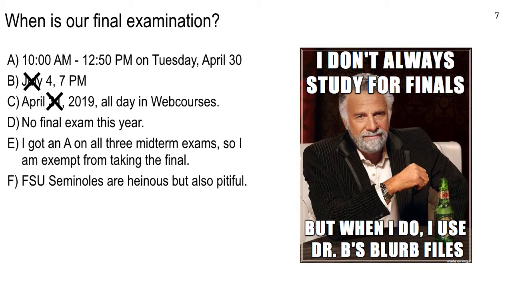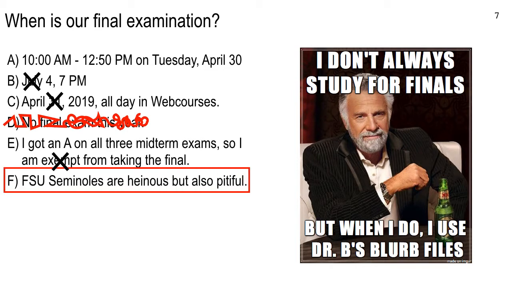And this one, exempt? No, nobody's exempt from the final. Although it used to be, I sometimes did that in earlier semesters, but not anymore. So everybody has to take the final. All right, now this one definitely is going to happen. I mean, there is a final. Nobody's exempt, and it happens. Oh, wait a minute. That's tempting, isn't it?